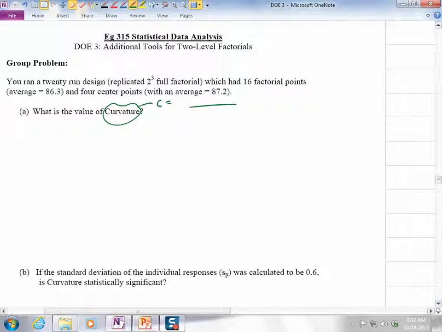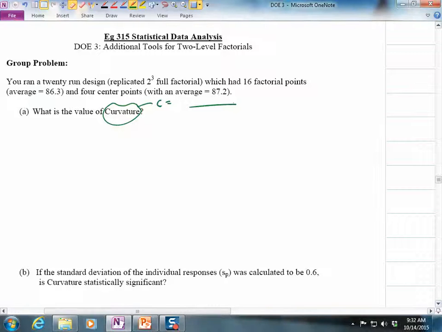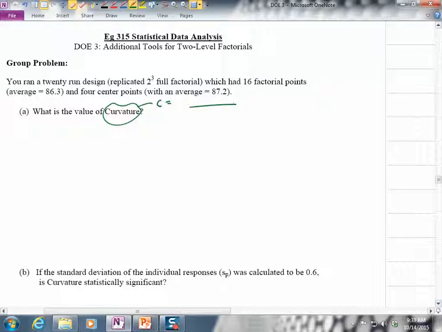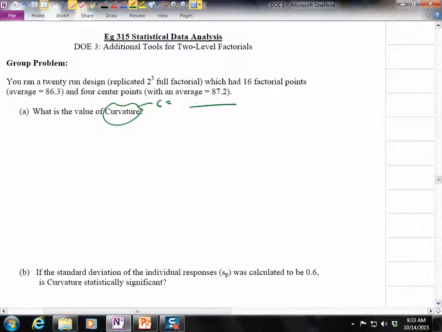Okay, so you ran 20 runs total, right? And so you have a replicated 16 were replicated. How many center points does it say? Yeah. So it's 16 factorial points, right? So you have 2 to the 3 with r equals 2, and then the other 4 were the center points. That's what that's getting at. So yes, NF is 16.